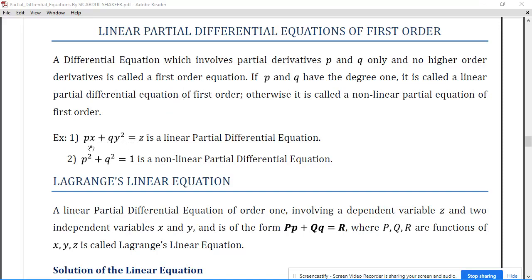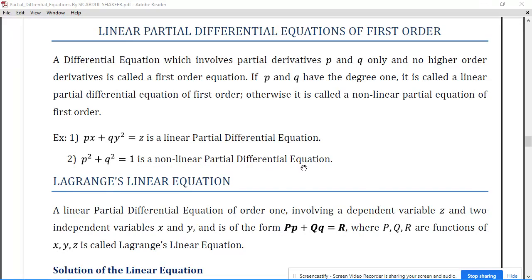For example, in example 1 here, px plus qy² is z. Here the equation involves only p and q having degree 1, so it is called a linear partial differential equation. But see example 2: here the equation involves p and q, which are first order partial derivatives, but p and q have degree 2. If the equation has more than degree 1, then it is called a non-linear partial differential equation.